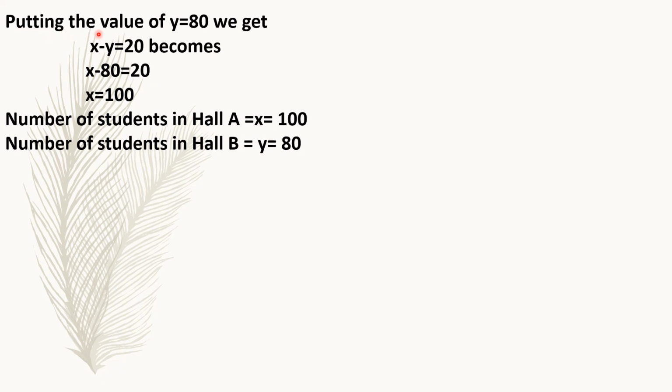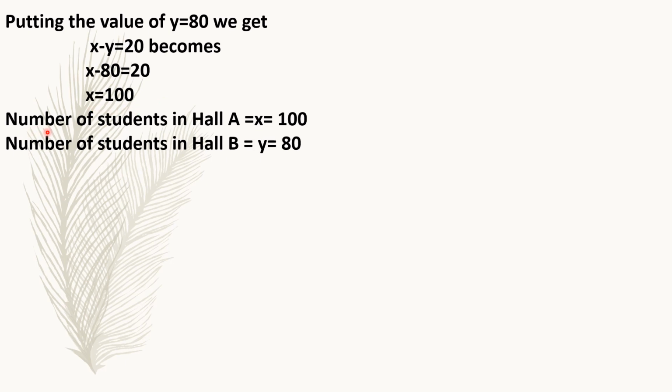So after getting the value y equals 80, we put the value y equals 80 in our equation number first, which is x minus y equals 20. On putting the value y equals 80 in that equation, it becomes x minus 80 equals 20. On solving, we get x equals 100.